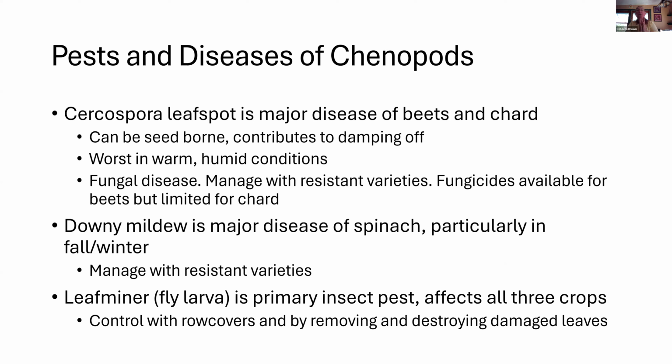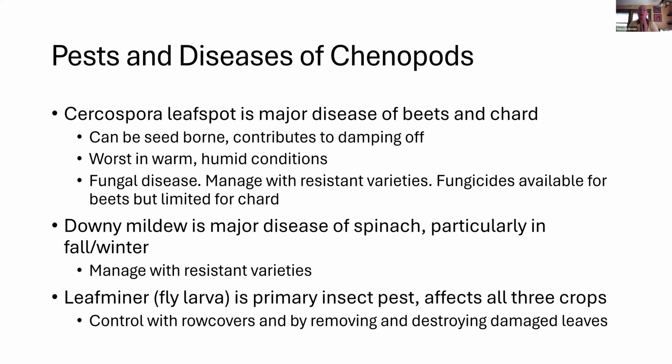And Cercospora leaf spot is particularly bad in warm, humid conditions. So late spring through early fall. The best way to manage Cercospora leaf spot is resistant varieties. There are a number of resistant varieties available for red beet. There are not a lot of resistant varieties for yellow beet.